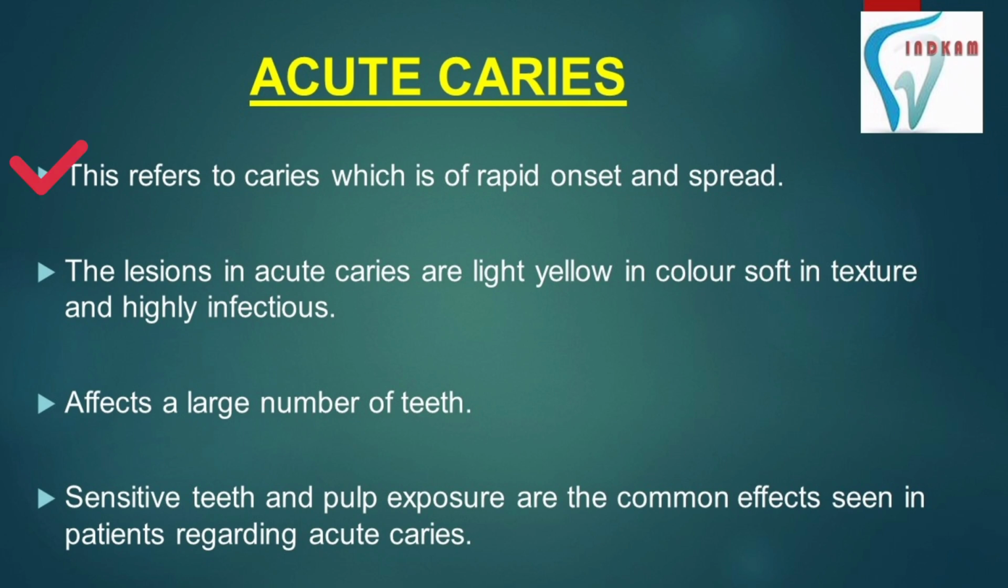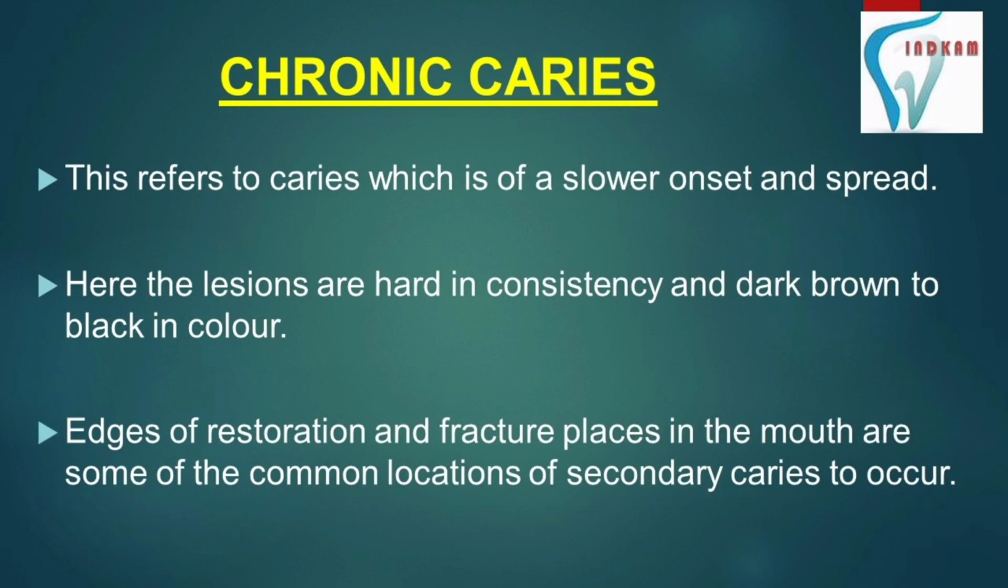Acute caries. This refers to the caries which is of rapid onset and progress. The lesions in acute caries are light yellow in color, soft in texture and highly infectious. It affects a large number of teeth, and the patient having acute caries shows symptoms like sensitive teeth and pulp exposure. Chronic caries. Chronic caries refers to caries which is of slower onset and spread. Here the lesions are hard in consistency and dark brown to black in color. The most common location for chronic caries is edges of restoration and fracture places. These occur in a lesser number of teeth and it is not as vast as acute caries, and chronic caries are long-standing caries. Pain is not a common feature in chronic caries. Pain may or may not occur.